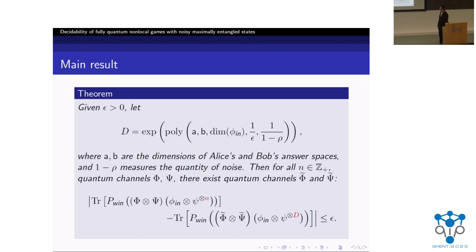Here is our main result. This result indicates that it suffices to choose D to be exponential in the AB dimension of phi-in, 1 over epsilon, and 1 over 1 minus rho, where A and B are the dimensions of Alice and Bob's answer spaces. Epsilon is the error, and 1 minus rho measures the quantity of noise.